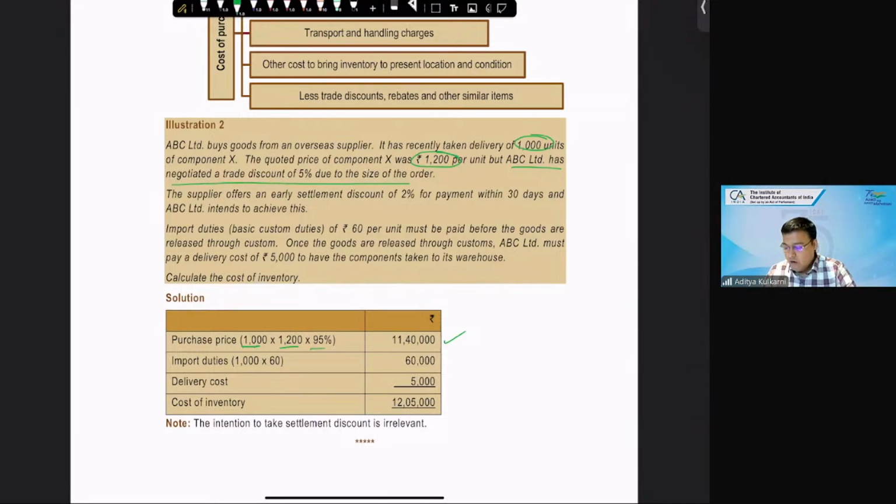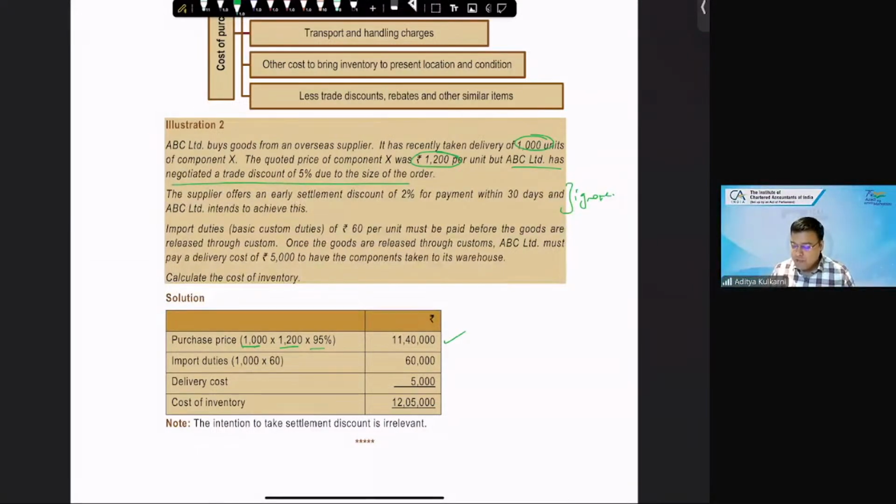The supplier offers an early settlement discount of 2% for payment within 30 days, and ABC Limited intends to achieve this. Does it bother me for calculating the purchase costs related to this inventory? No, because it is related to settlement, it's not related to purchase. So this part, ignore. That is meant to confuse you.